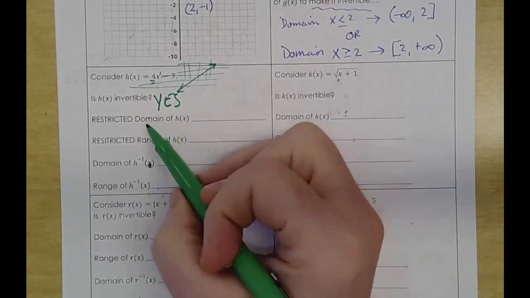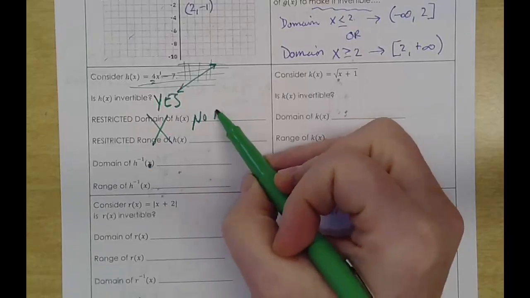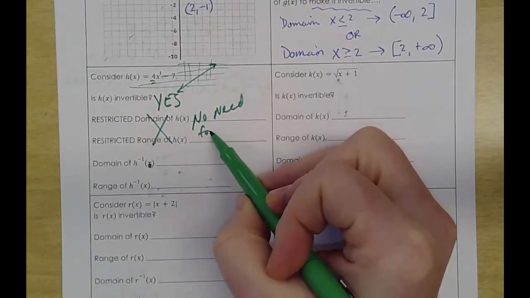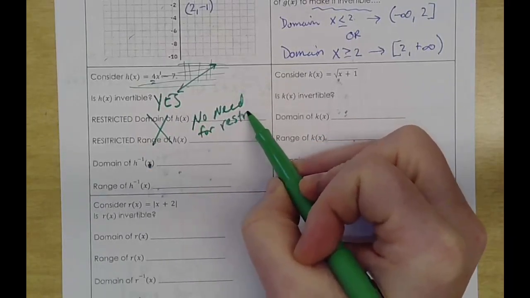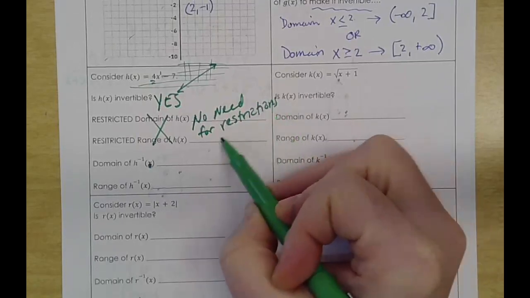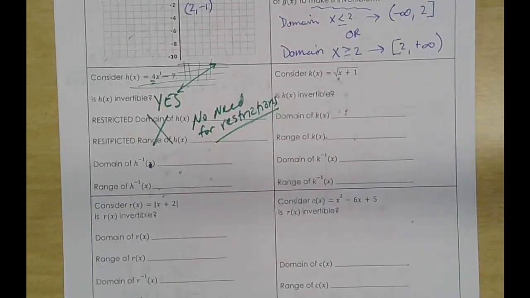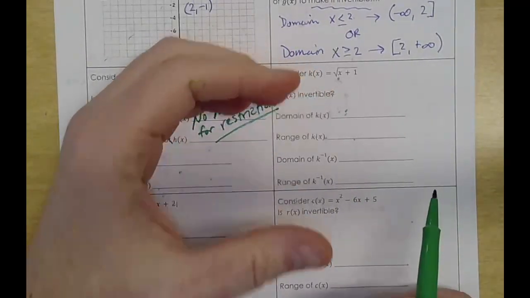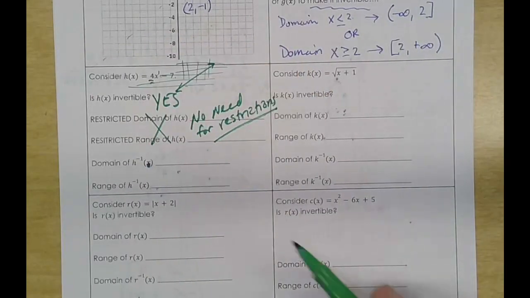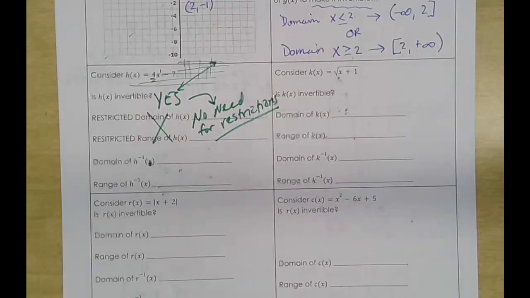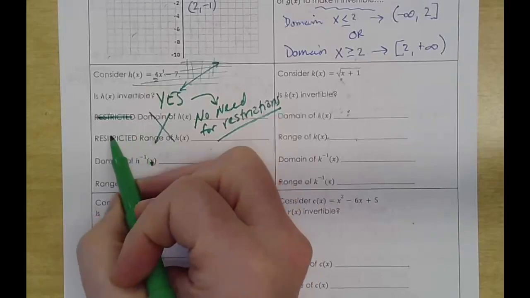So the answer is yes. So do I need restrictions? No need for restrictions. All right, this is where the notes are a little bit funky here. There's no need for restrictions here. The original and the inverse are both going to be functions. So is it invertible? Yes, that means there's no need for a restriction.